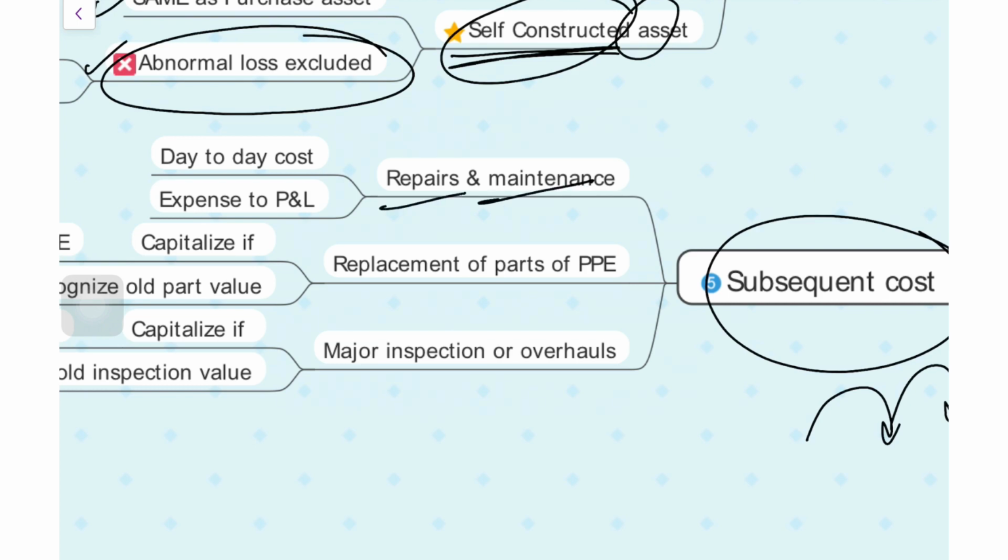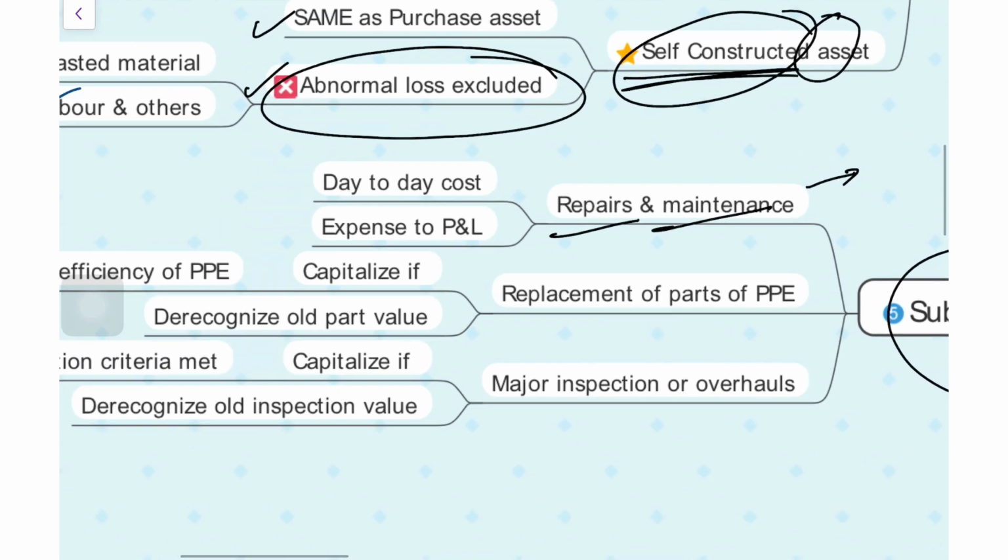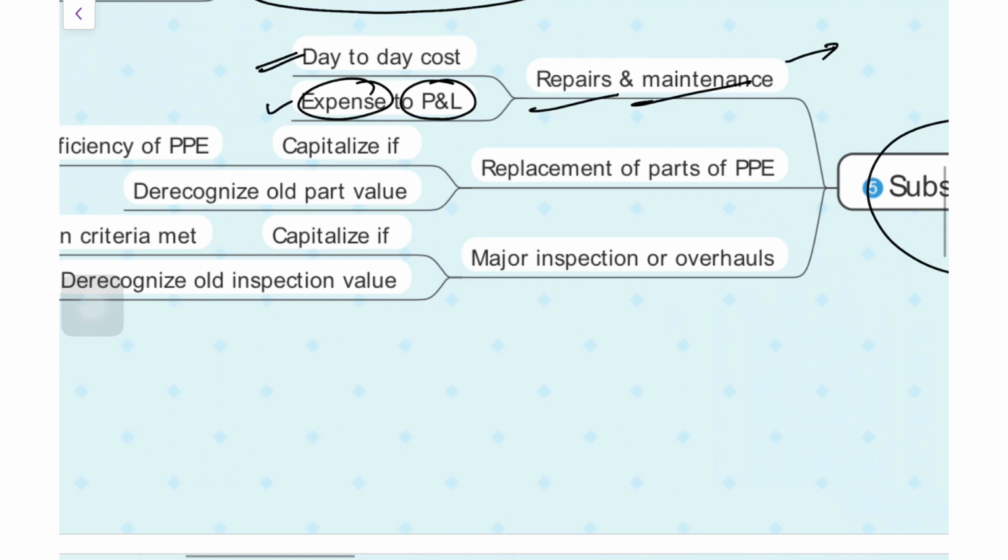First, let's talk about repairs and maintenance. Even if you have got a bike for yourself, you need to repair and maintain it every 6 months so it runs smoothly. Such repairs and maintenance are just a day-to-day cost, so that will be expensed to P&L. Suppose in the factory there is a plant and machinery, and a bolt has fallen down, due to which the machinery might not work. To fix that, you would have called some person who would repair it. It's just a small day-to-day cost that you can expense to P&L.